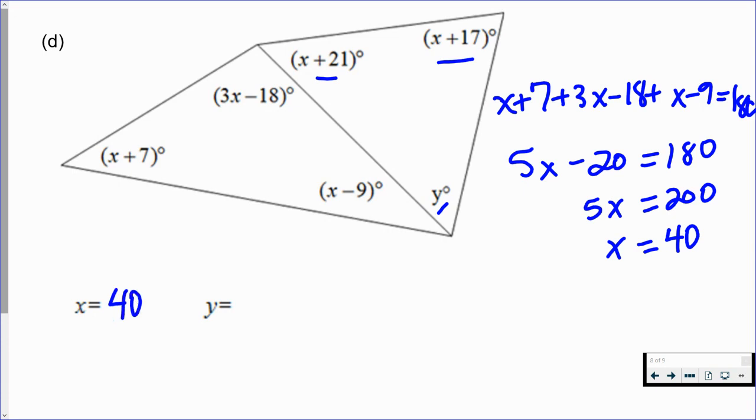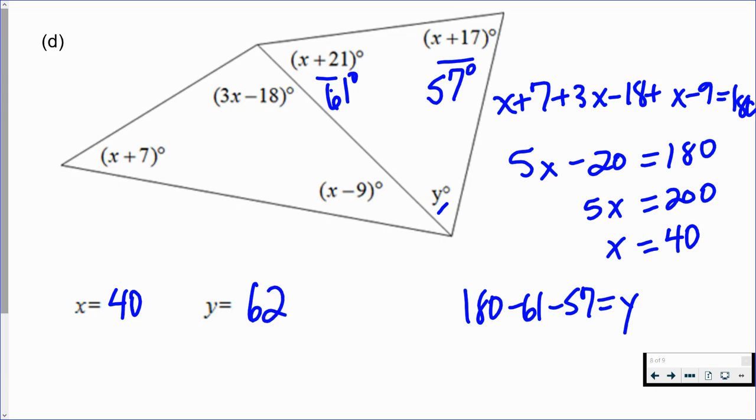Now we need to solve for y. In order to do that, we're going to have to plug the x value in to get those angle measures. Notice this one says x plus 21. Well, 40 plus 21 gives us 61 degrees. x plus 17, 40 plus 17 gives us 57 degrees. So now we can solve for y. We can take these other two away and get the y value. 180 minus 61 minus 57 leaves us with 62 for y. And now we've solved for both variables.